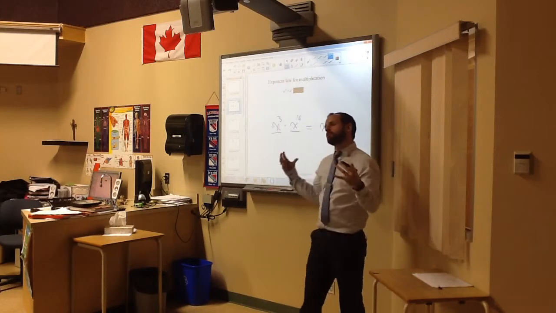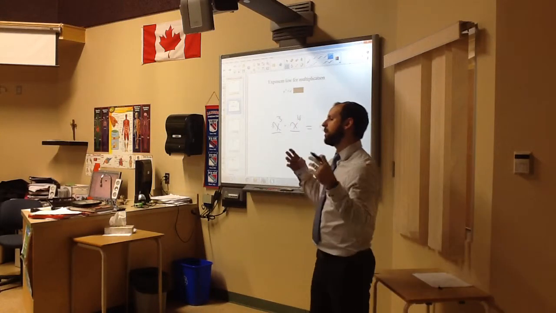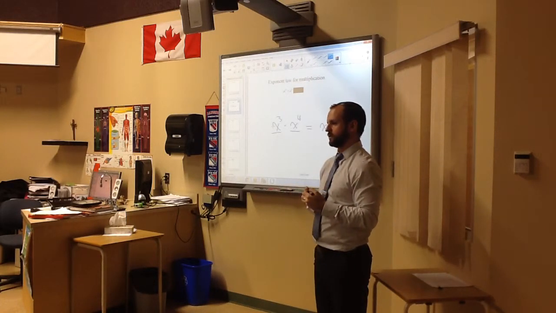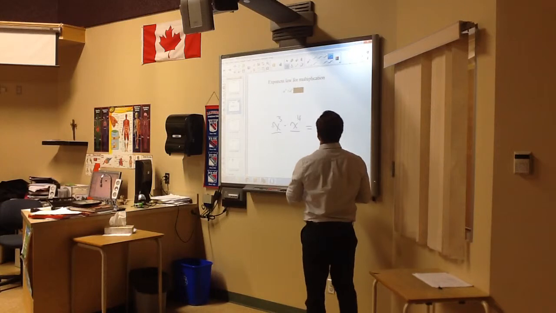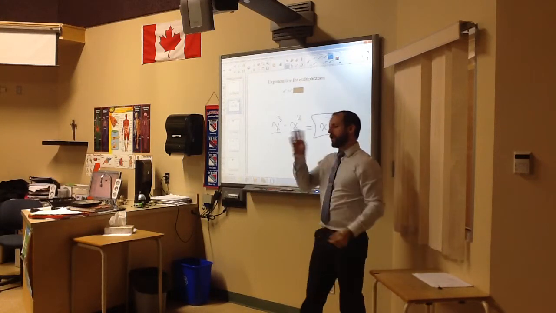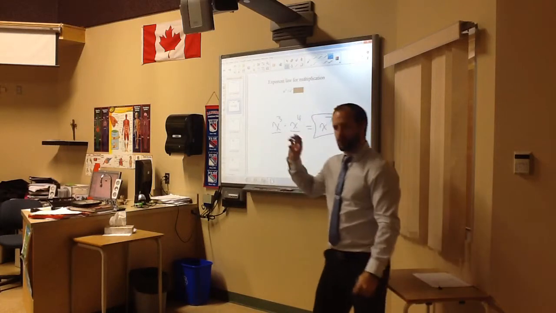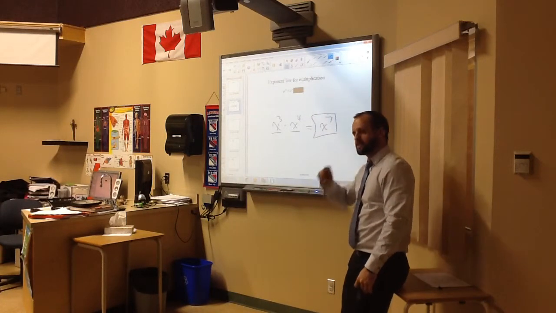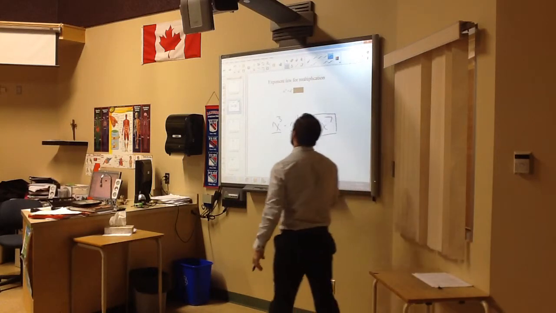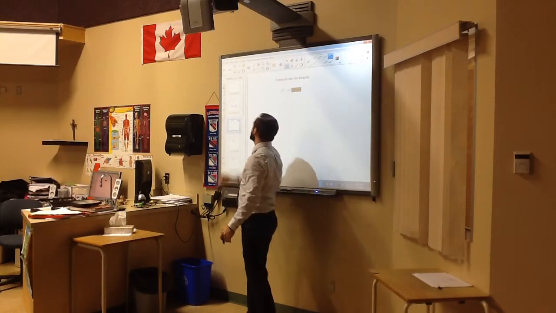Now, because I'm multiplying those two terms together, what can I do with the exponent? Add them. I add them together. What's 3 plus 4? 7. This process works for every single term as long as the bases are the same. Got it? So when they're multiplying, same base, I can add them. What do I do when I'm dividing?